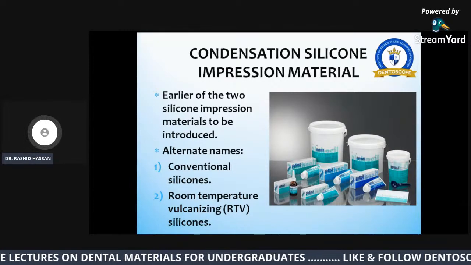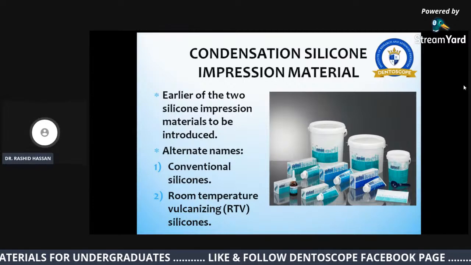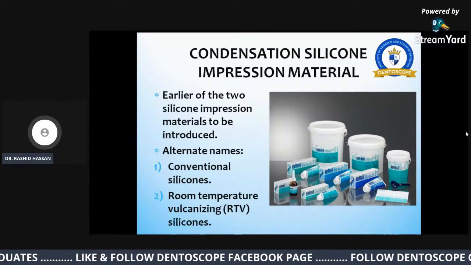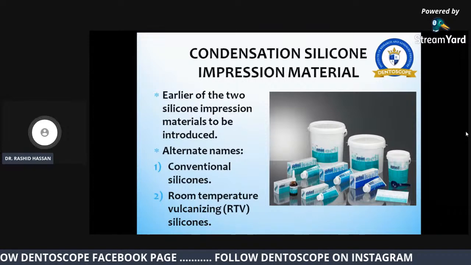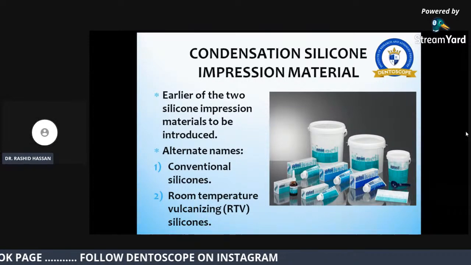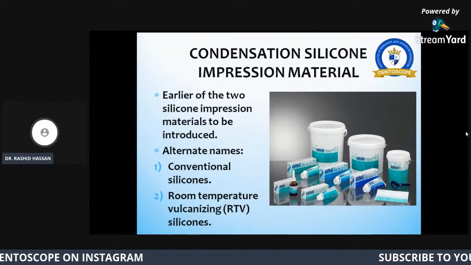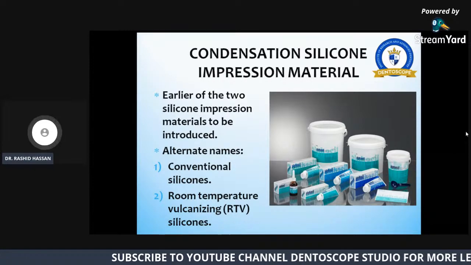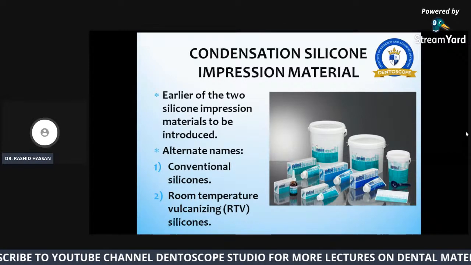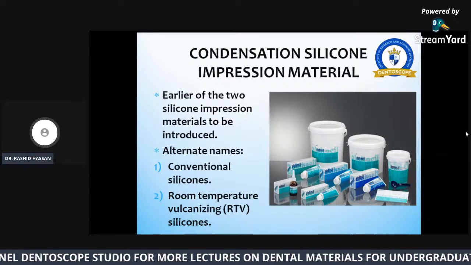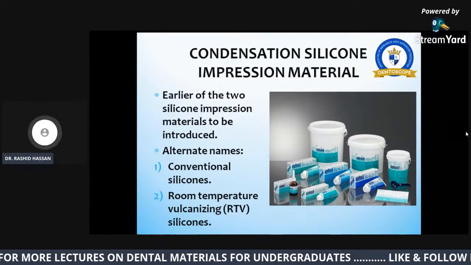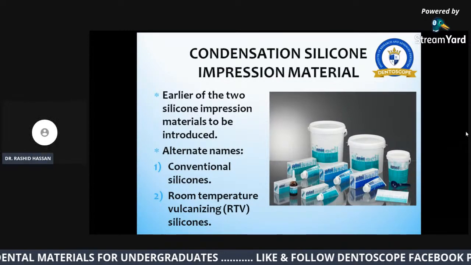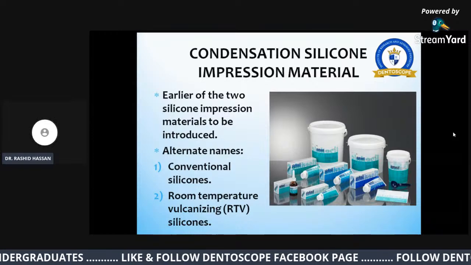Here in the picture in front of you, you can see the putty consistency available in tubs. Then you can see the cartridges of base paste and catalyst paste. You can also see the collapsible tubes of two types, the base and the catalyst as well. So it is also available in all four consistencies.